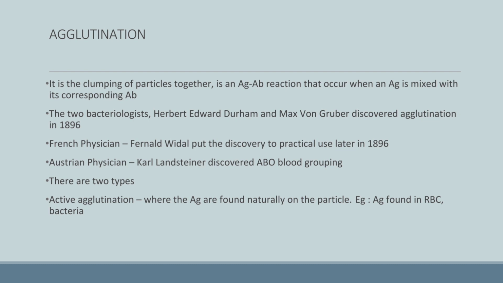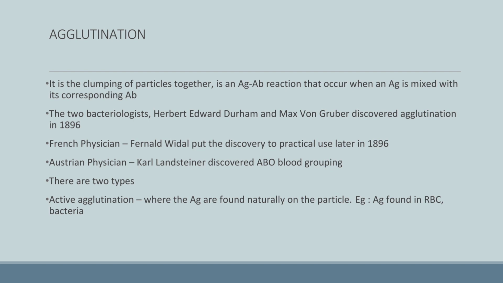The two bacteriologists, Herbert Edward Durham and Max von Gruber, discovered this agglutination process in 1896. Gruber coined the name agglutin. For any substance that caused agglutination of cells, he called it an agglutin.